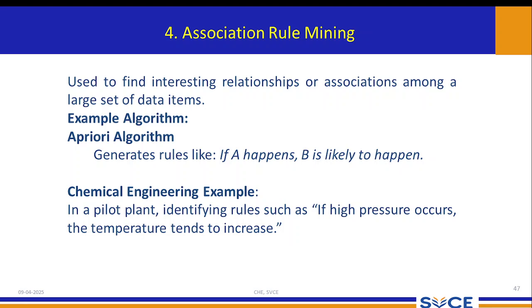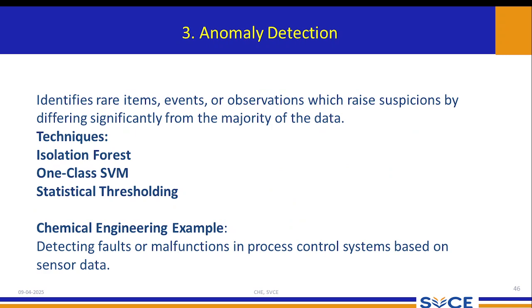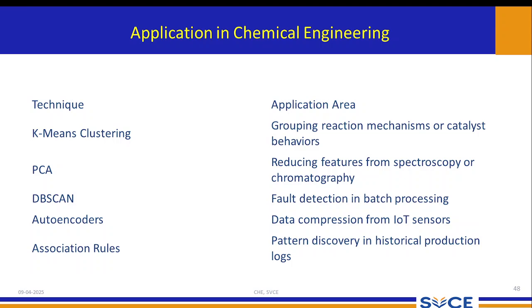So, association rule mining. We have clustering, and we have dimensionality reduction techniques. Four different types: under clustering we have k-means clustering and hierarchical clustering; under dimensionality reduction we have PCA, DBSCAN, autoencoders; and the fourth one is association rules. When you see anomaly detection, there is support vector machine as well as statistical thresholding, which is missing over here. What are the applications in chemical engineering, which we have seen elaborately during the lecture. I just would like to show you what techniques and methods are available under unsupervised learning.